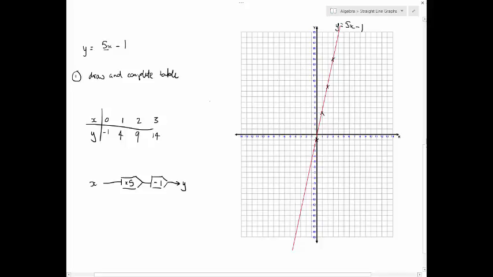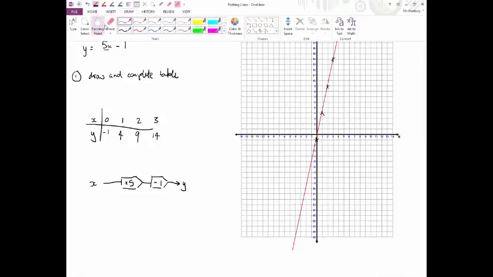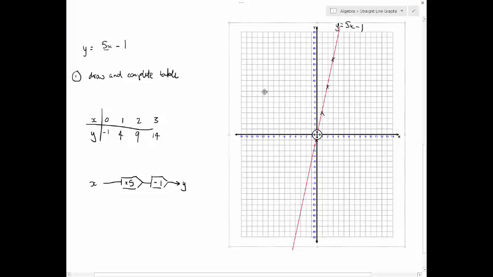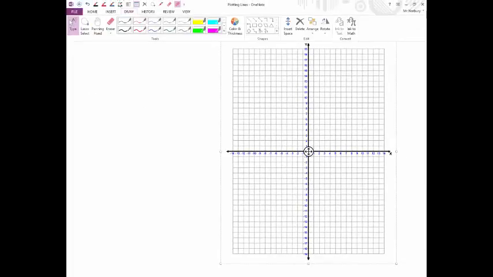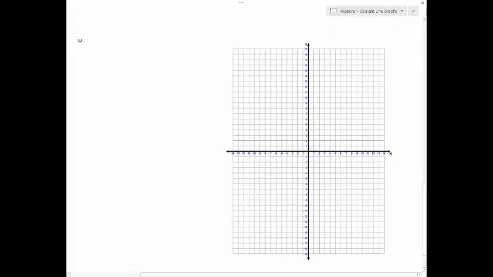Now we can do more difficult ones. I'm going to do a more difficult one for you now, where instead of using nice whole numbers, they could use y equals a half x plus 2. It looks difficult, but let's go through exactly the same principle.